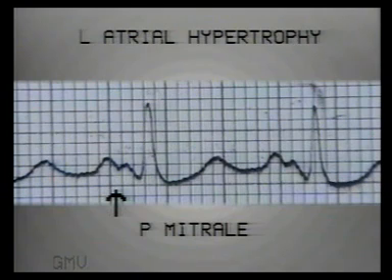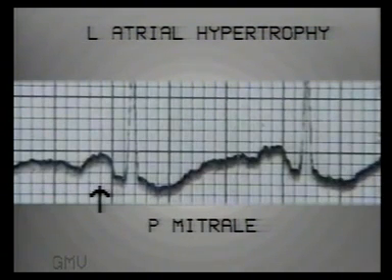Width more than 2.5 squares is the main criterion. This is another P mitrale, not notched but 3 small squares wide.